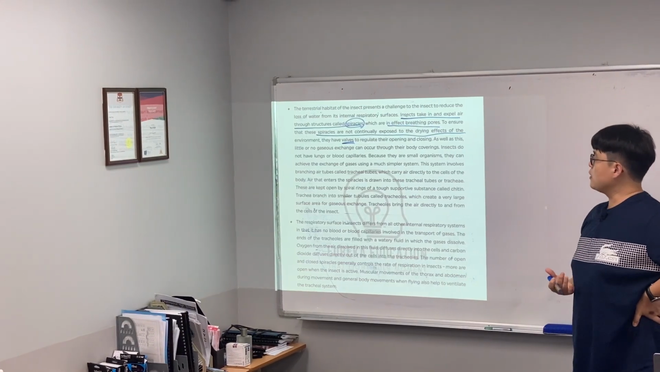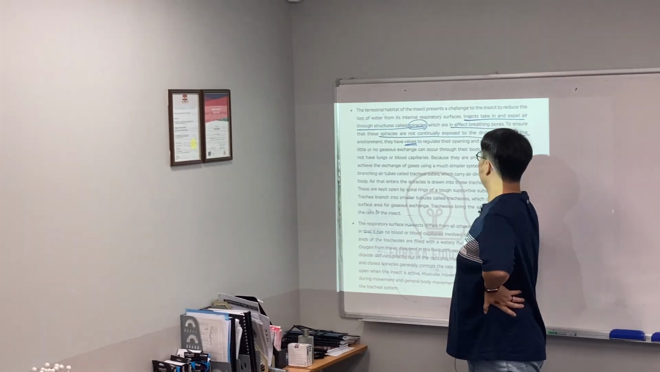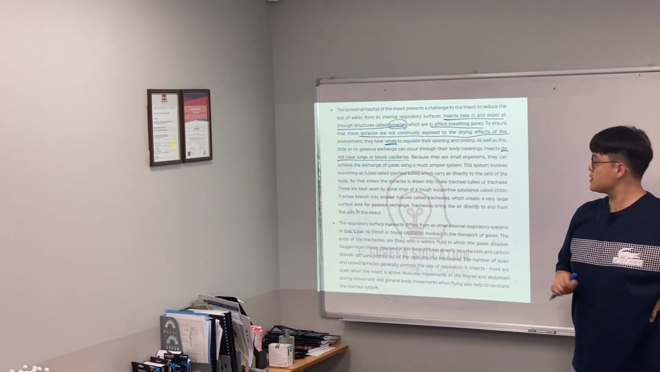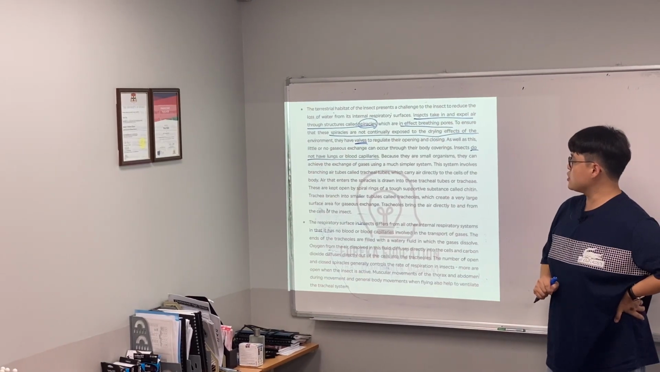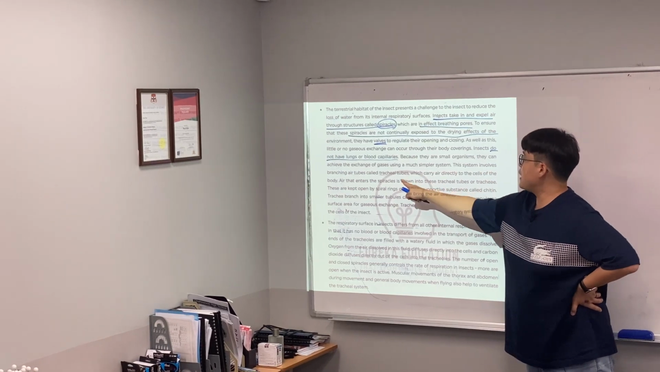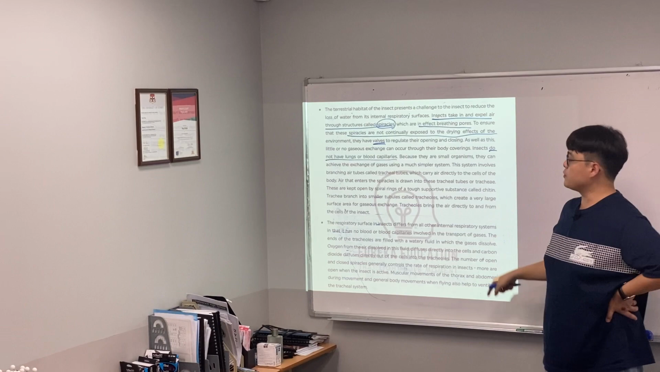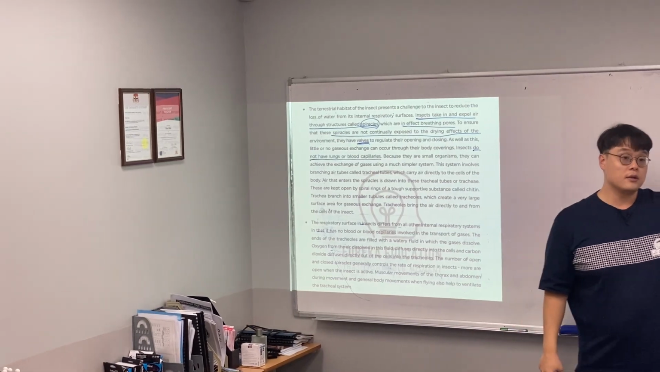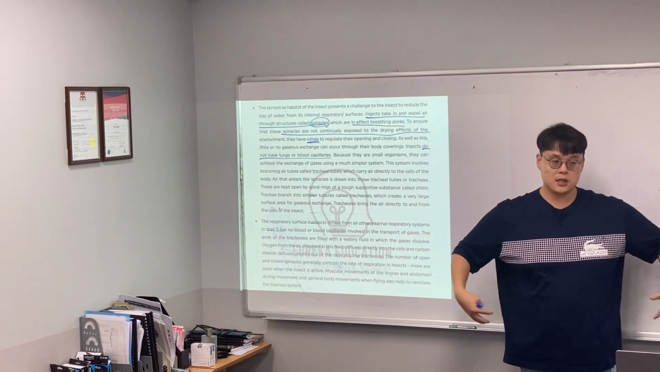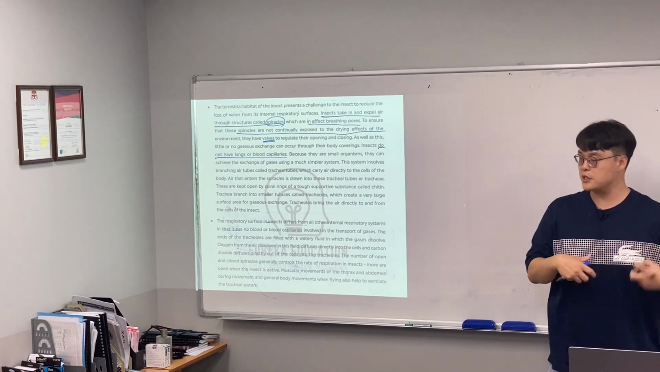Insects do not have lungs or blood capillaries. Let's highlight that, please. They do not have lungs or blood capillaries because they are small organisms. They can achieve the exchange of gas using a much simpler system. That system involves branching air tubes called tracheal tubes, which carry the air directly to the cells of the body. So in mammals, we're using the respiratory system to pass the gas, but insects don't need to. The gas goes directly to the cells.